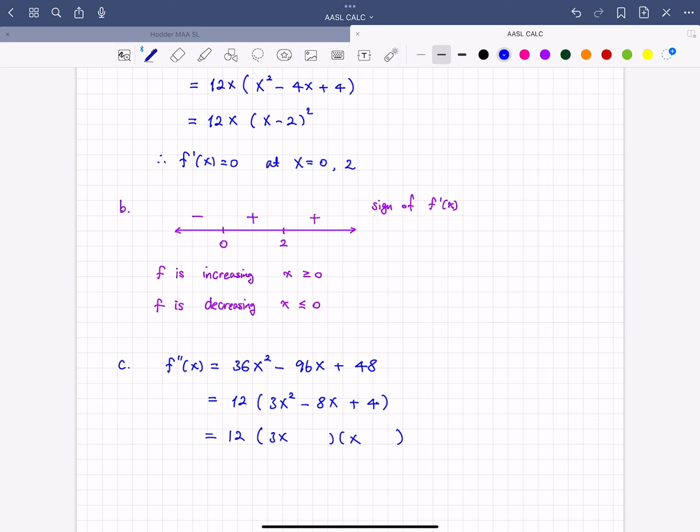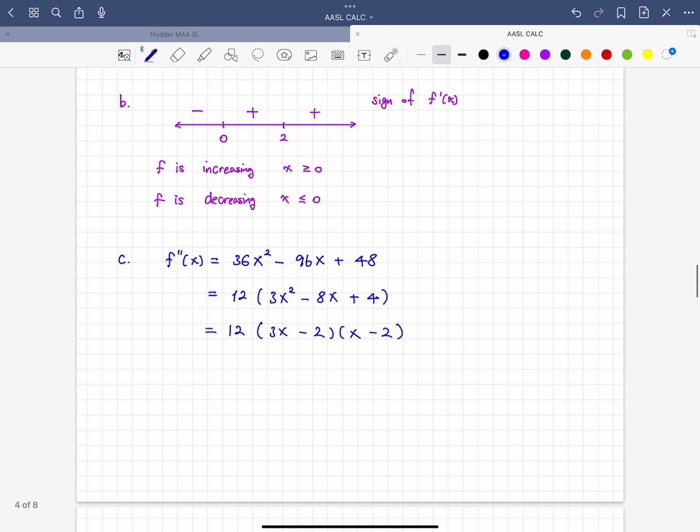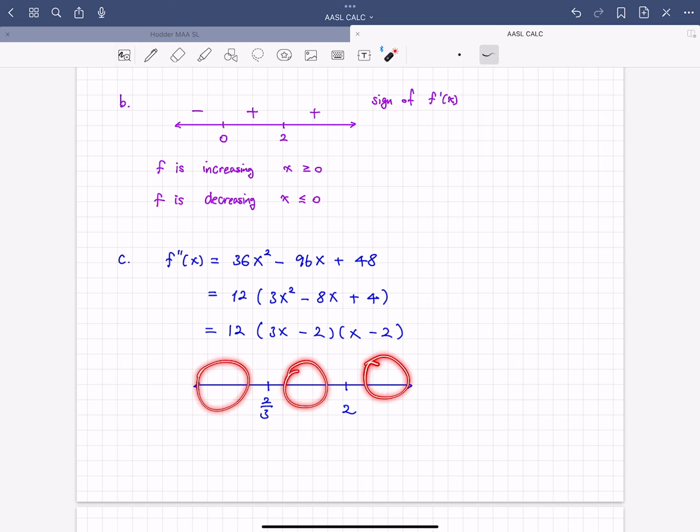Let's see. Minus 2, minus 2. That works out. Okay, cool. So that means f double prime is 0. I'm going to draw this number line at x equals 2/3 and at 2, so I can figure out if f prime is positive or negative in these intervals, and I can answer that question.